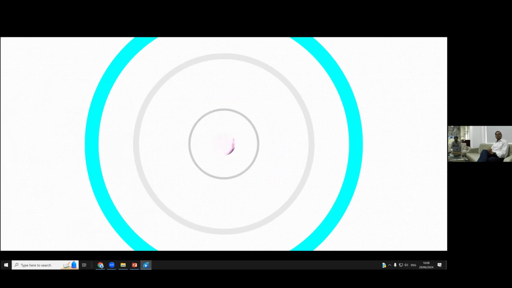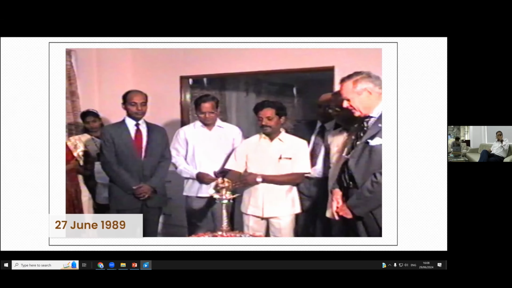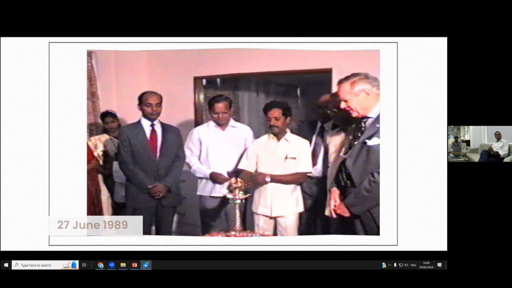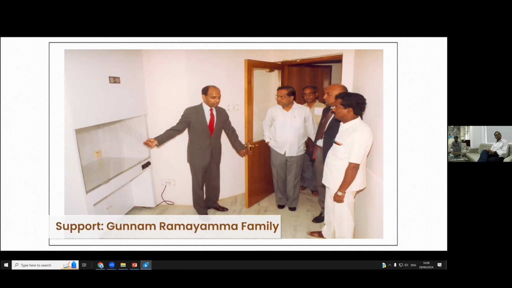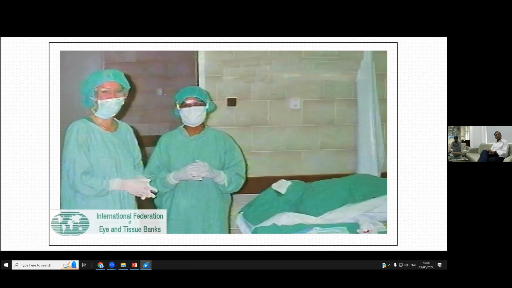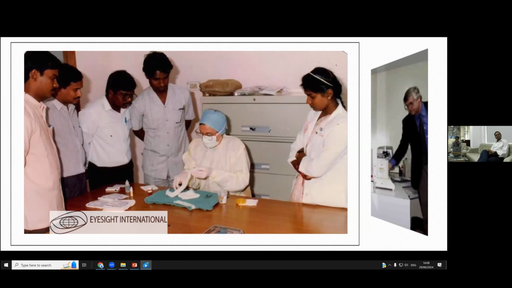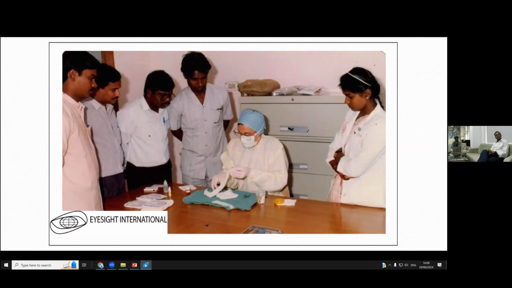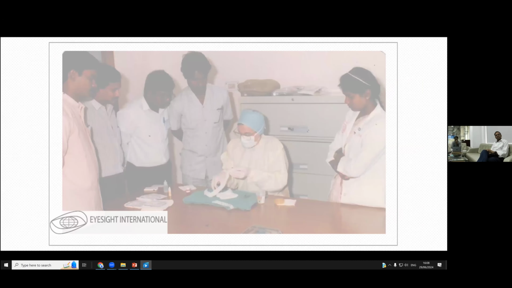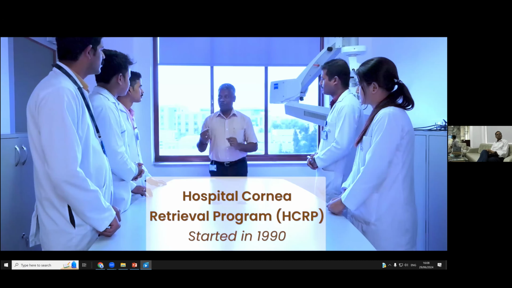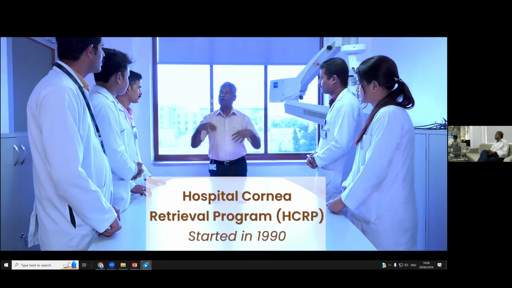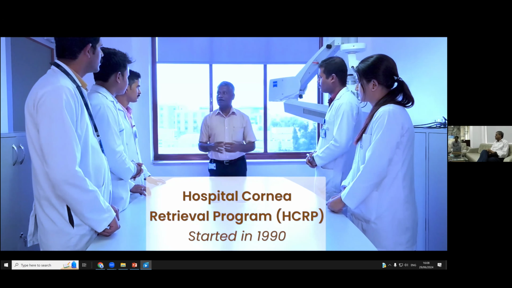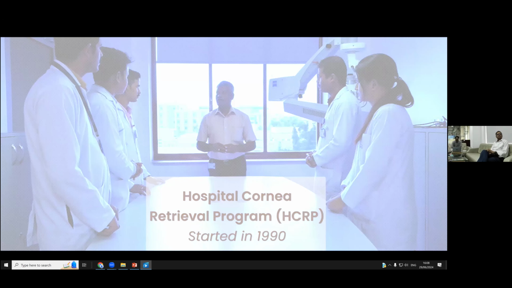It was inaugurated in 1989 with initial funding from the Gunnam Ramayamma family, technical support of the International Federation of Eye and Tissue Banks, Baltimore, USA, and training support from Eyesight International, Canada. In 1990, we initiated the first ever Hospital Cornea Retrieval Program, HCRP, a successful model adopted across India now.